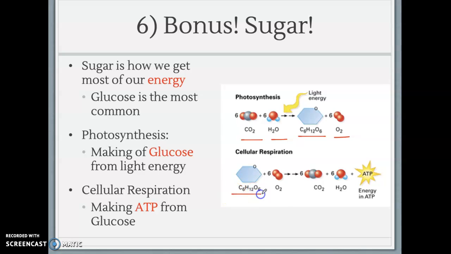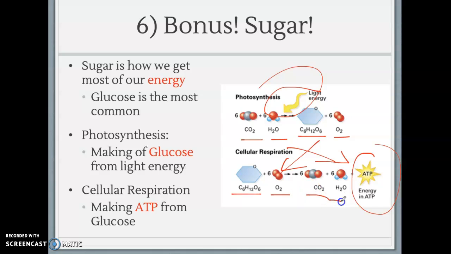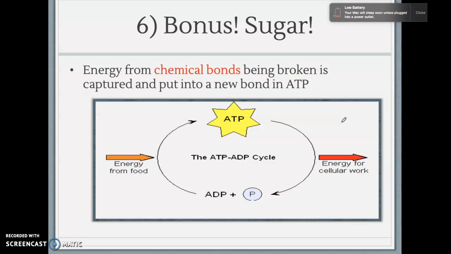In our bodies, we break down glucose for energy. Notice that these things are just flip-flopped, where in photosynthesis I'm taking in energy to make glucose, and in our bodies I'm releasing energy from it. And so our body produces CO2 and H2O, which is then used to make sugar and oxygen in photosynthesis. So energy from our chemical bonds is being broken and captured and put in new ATP.